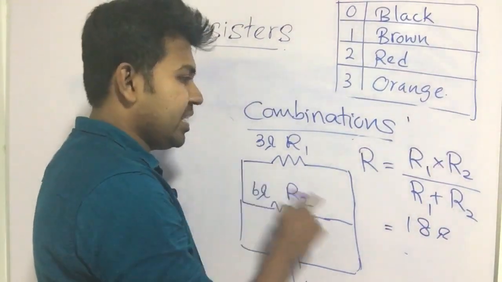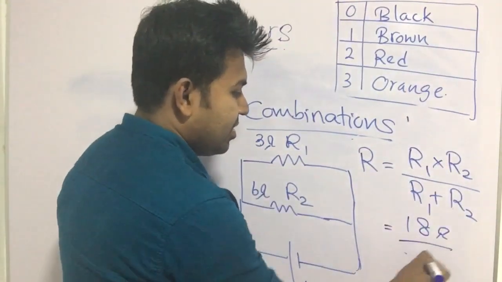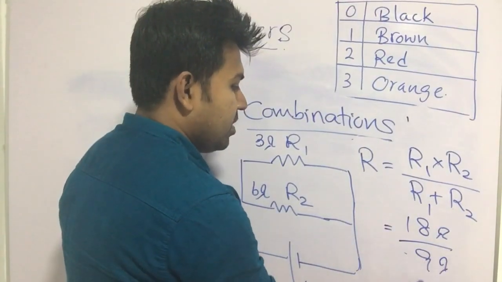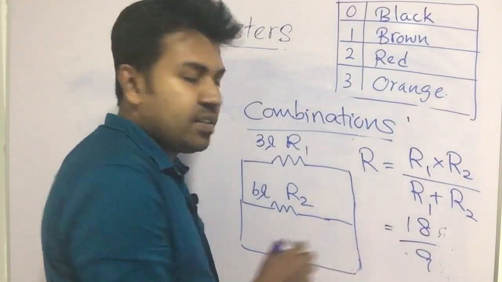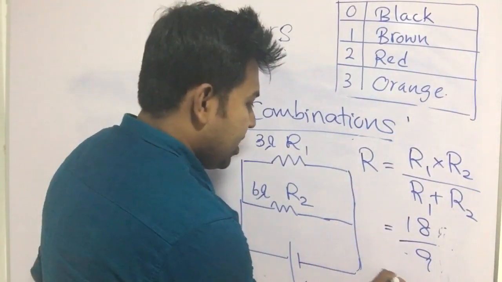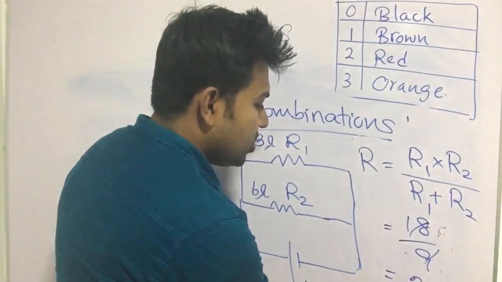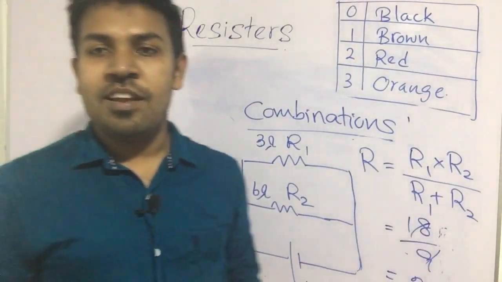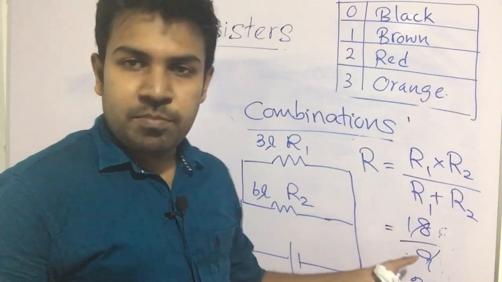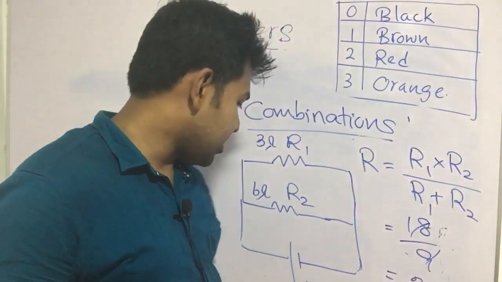6 plus 3 is 9. So exactly, no need to put the units. So 10 divided by 9, then you will get the answer 2 ohms. So it's a quick method, I didn't put the units, right? So you can use this method, then directly you will get the answer here.